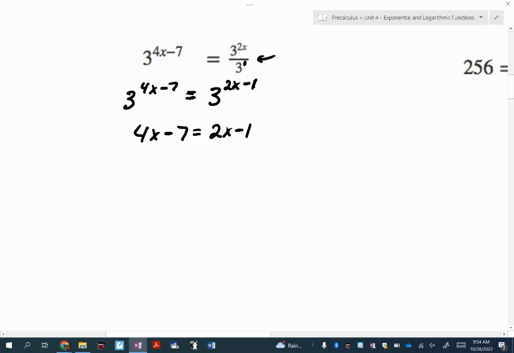Moving the 2x over, you get 2x. Moving the minus 7 over by adding 7. Negative 1 plus 7 is 6, so x equals 3.